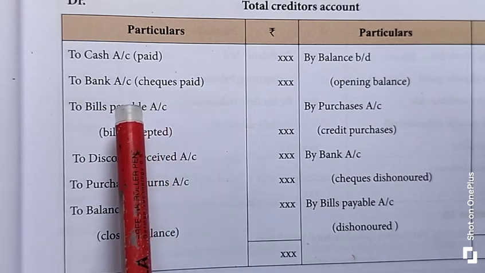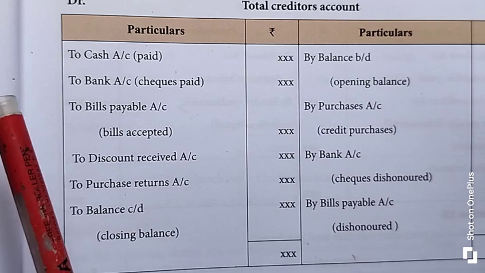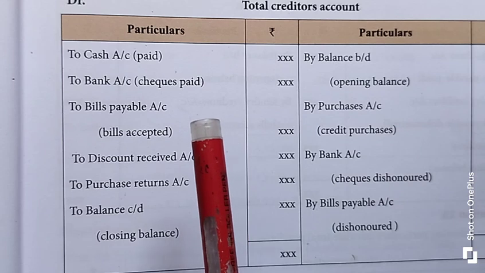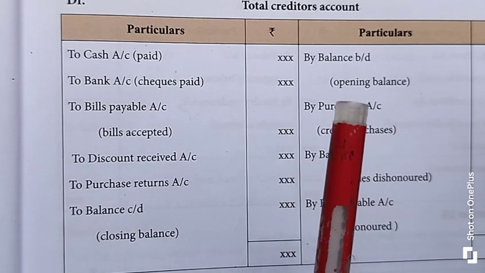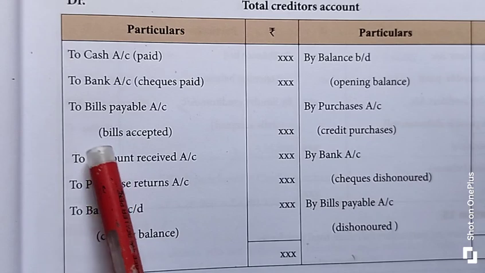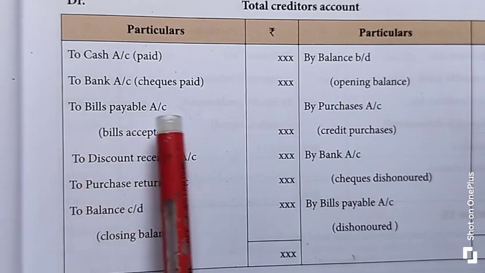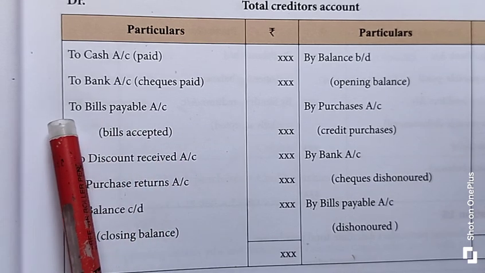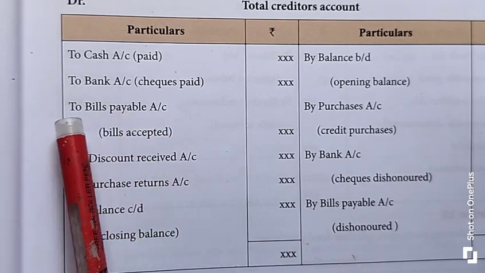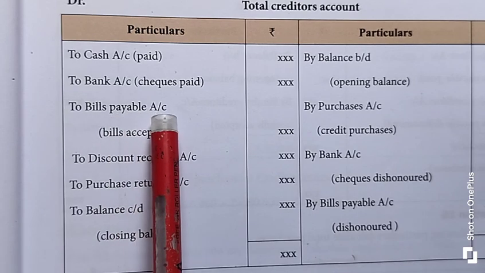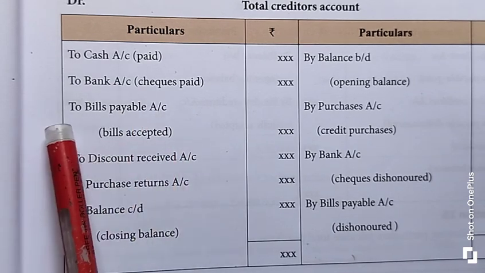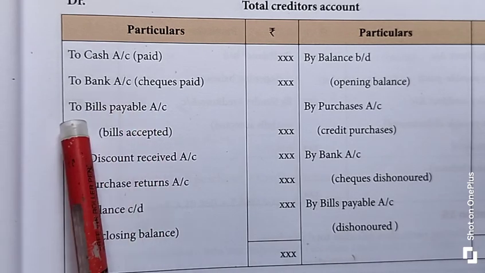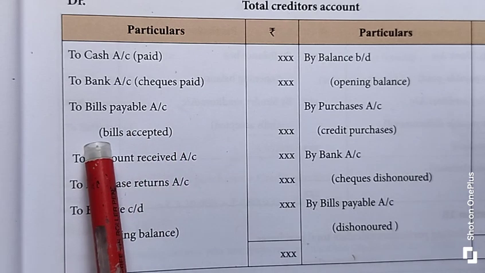Next, in the total debtors account you would write by bills receivable, because you sold goods. But here you purchased goods, you made credit purchases, so you accepted bills from your supplier. So you have to write to bills payable, because you have to pay the bills for your credit purchases. So here you have to write to bills payable account, and within the bracket bills accepted.